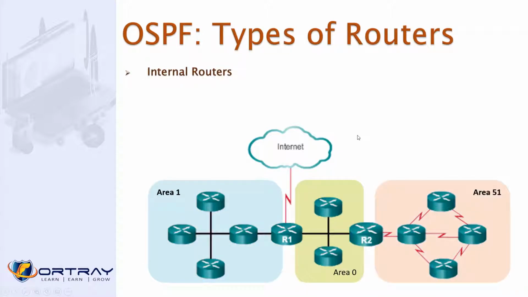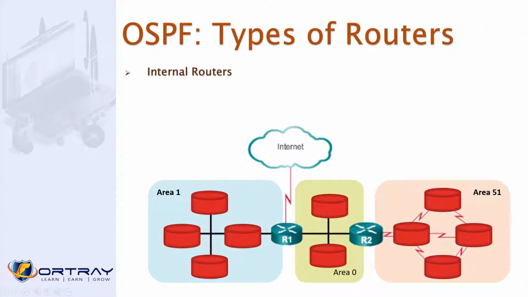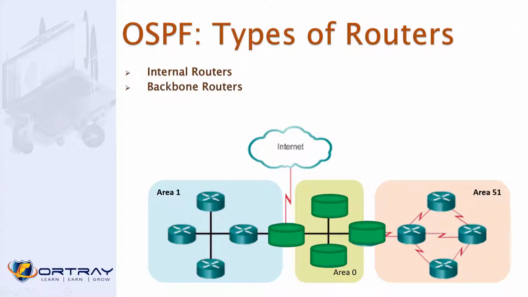So what are the types of routers? There are many types of router. Internal router, as you can see, is any router which is part of one area only. Backbone router, as you can see, is a router with at least one interface that is part of area 0.